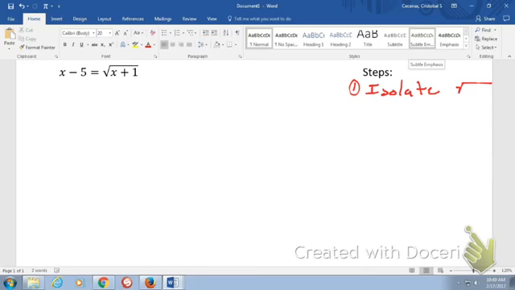So in this problem, it's already isolated. This is already in its own side, right? We don't have a plus 3 that we have to move. We don't have any number here that we have to divide. It's just by itself. So then we can move on to the next step. Step number 2 is square both sides.